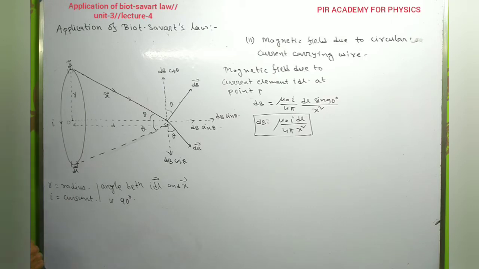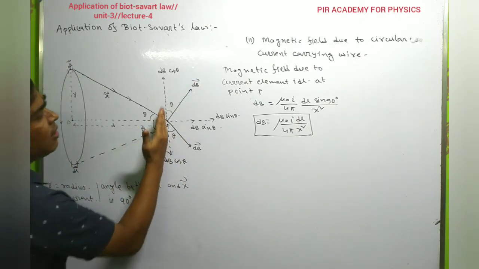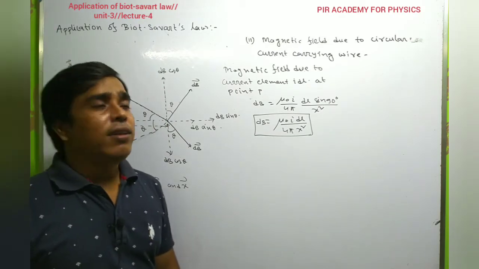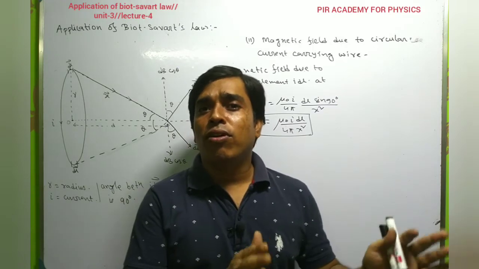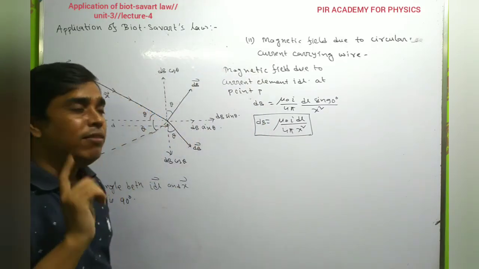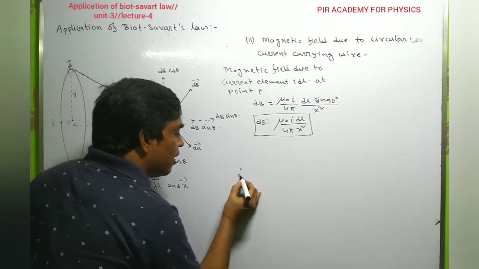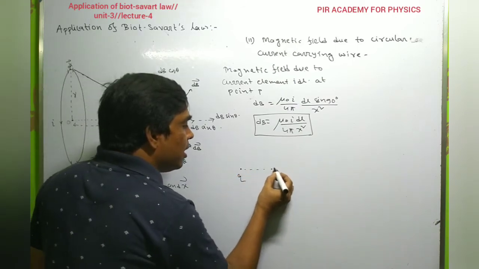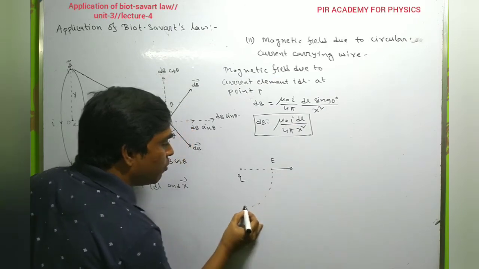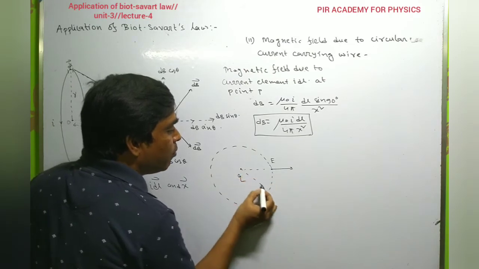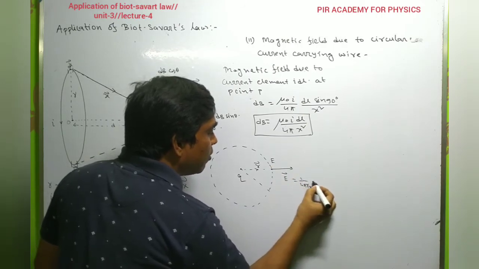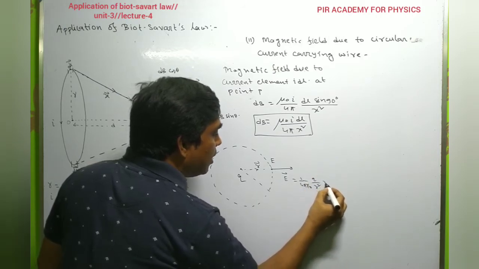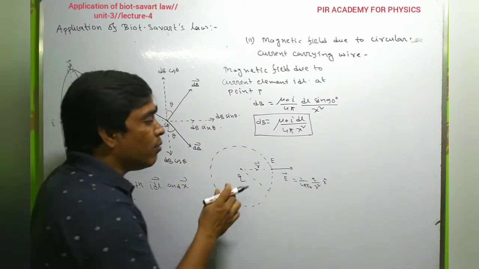Now you may ask how the magnetic field due to this current element I dl is along this direction. Why not in this direction? In lecture number 1 of this unit, I discussed the similarity and dissimilarity between Coulomb's law and Biot-Savart law. In that lecture, I discussed one point. Suppose this is a rest charge, and this rest charge creates an electric field that is always radial. If you want to calculate the electric field at any point at distance r, the electric field is equal to 1 by 4 pi epsilon naught, q by r square, and the direction is along r. That means it will be radial.